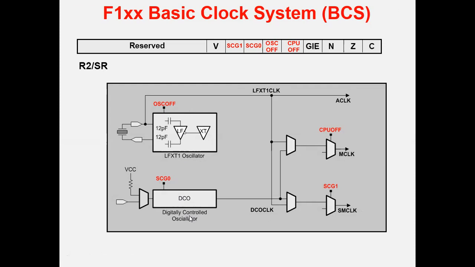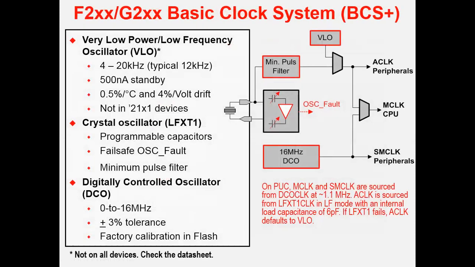This is about BCS. Now coming to the second version, called BCS plus. This is somewhat advanced in comparison to the BCS. Other than the low frequency crystal oscillator and DCO oscillator, it also contains a VLO. Why? Because for the A clock, the source is generally the low frequency oscillator. So whatever the low frequency oscillator is providing, maybe even up to 30 kilohertz, that much frequency may not be required for a clock.